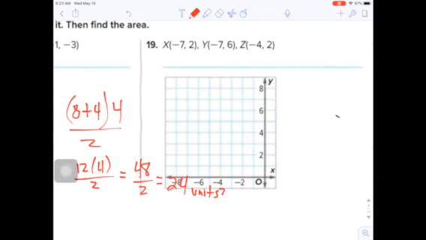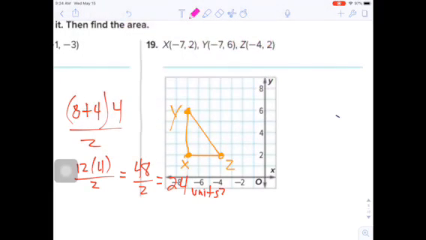Okay, try this last one here. So if you notice, there's only 3 points, so it should be a triangle. So negative 7, 2 is x, negative 7, 6 is y, and negative 4, 2 is z. Okay, connect them, and you should be looking at this triangle.